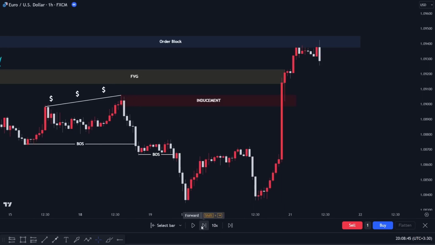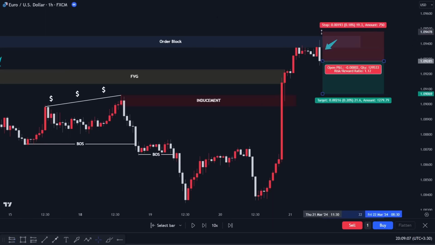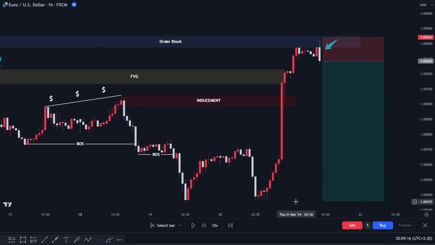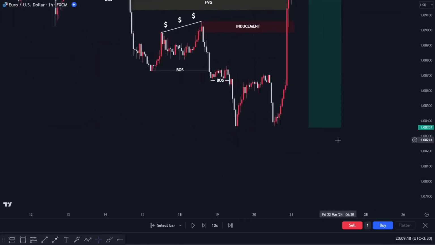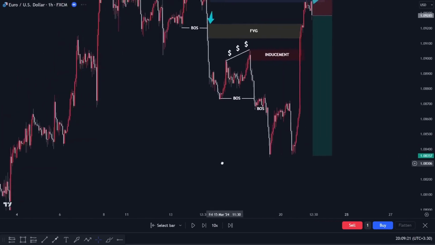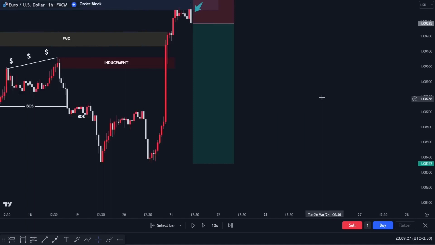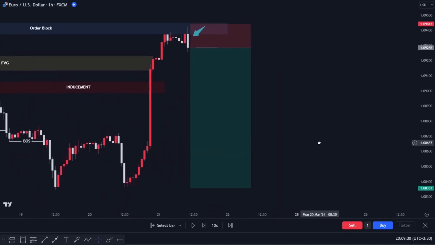Eventually, the price forms an engulfing candle, breaking below the order block while engulfing previous reaction candles. Consequently, I'm going to enter a sell order at the close of the engulfing candle and set my stop loss above it. As for the take profit, I'll target the nearest swing low as the first target, and the subsequent lower swing low as the second target. Now, let's see the outcome.